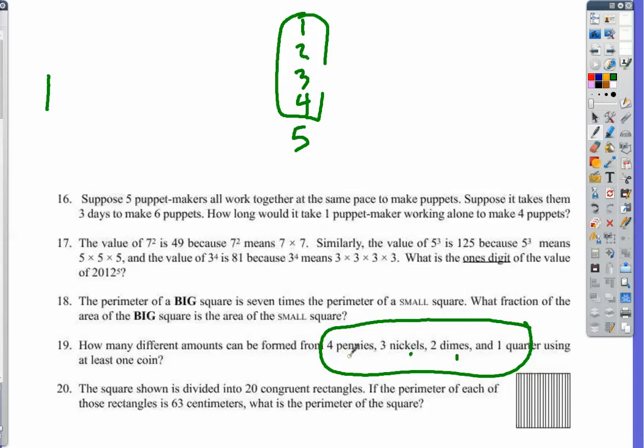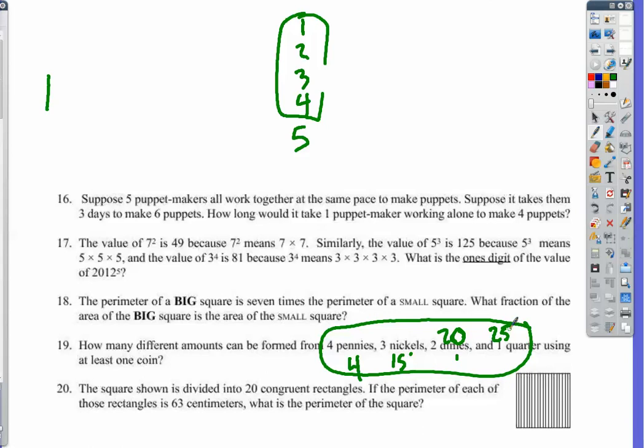So 4 pennies is 4 cents. And I dropped the pen. So that's 4 cents. 3 nickels is 15 cents. 2 dimes is 20 cents. And 1 quarter is 25 cents. So let's add them all together.